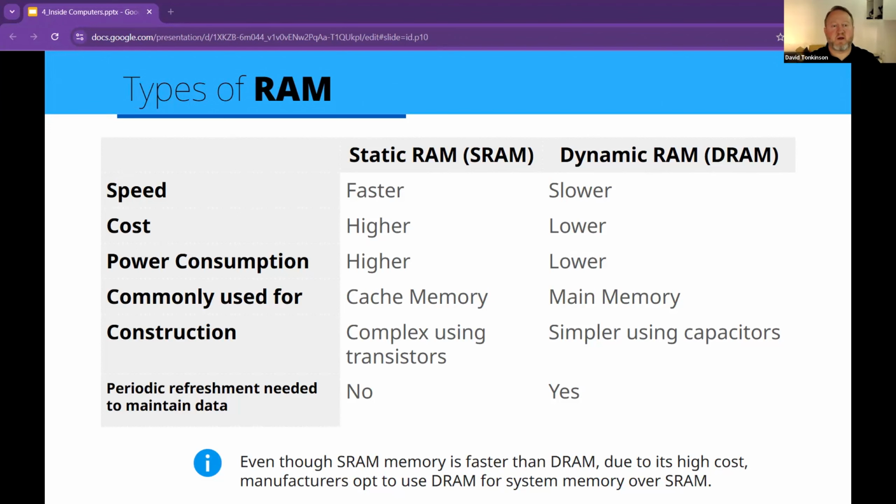Any questions about the difference between SRAM and DRAM? I can see Alan typing, that's good. Periodic refreshing is basically about burnouts. So it might need a little nudge every now and again to refresh what is actually written on there, or basically you need to replace the things.